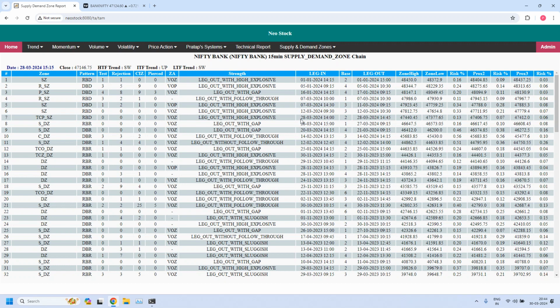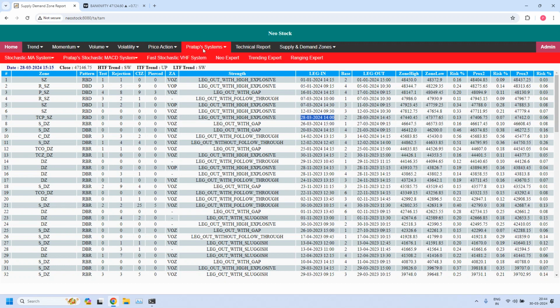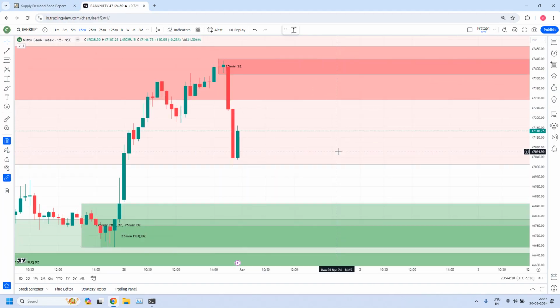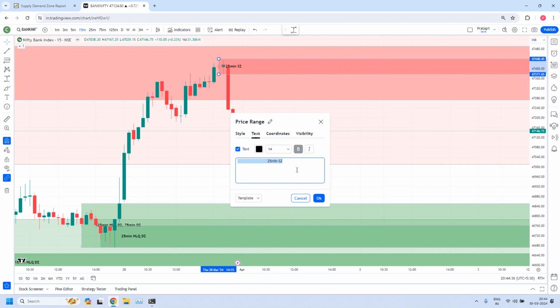It was created on 28.3, 14 hours, with 2 base candles. 28.3, 14 hours. This is the one. Friday. So that means this is a 75 minutes supply zone, and inside it is a 15 minutes high liquidity zone. 75 minutes is a normal zone, but 15 minutes is a high liquidity supply zone. That point you should not forget.